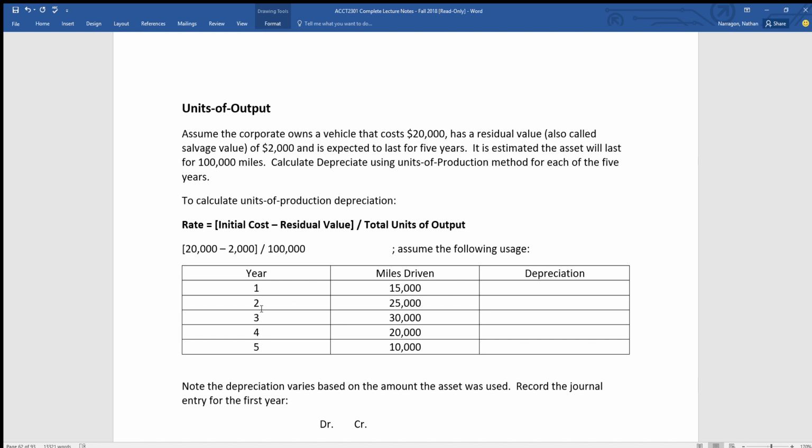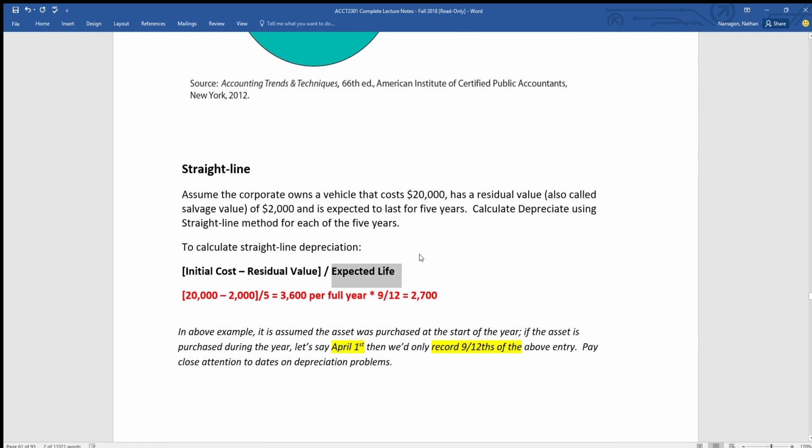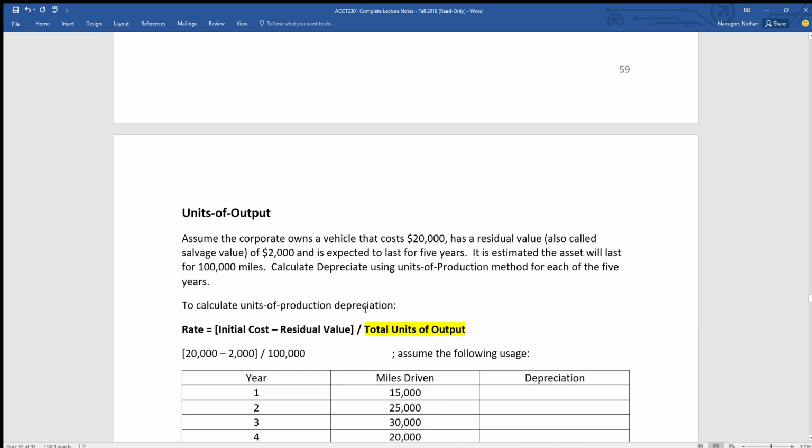With this, we're going to use units of basically production. With our formula in this case, it's initial cost minus residual value divided by total units of output this time. So when it's talking about units of output, that's what we're going to divide by. When it's talking about straight line, it's expected life. Watch out, because it does get confusing sometimes, because their formulas are so similar.